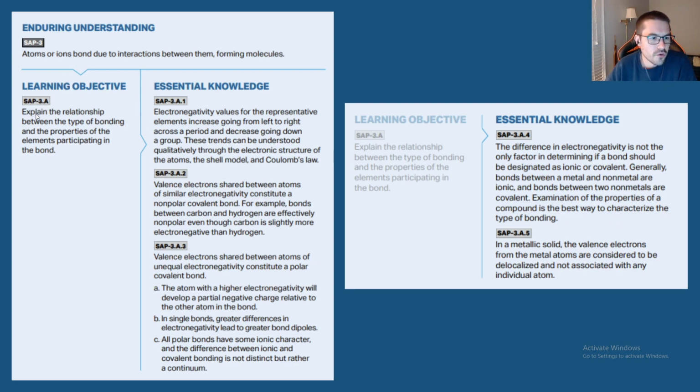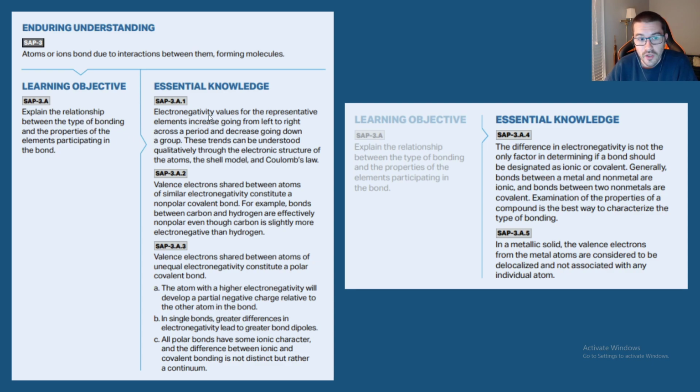The learning objective, though, is pretty simple. We're just going to be explaining the relationship between the type of bonding and the properties of the elements participating in the bond. So, once again, the properties of the elements participating in the bond are going to essentially determine the type of bond that exists.